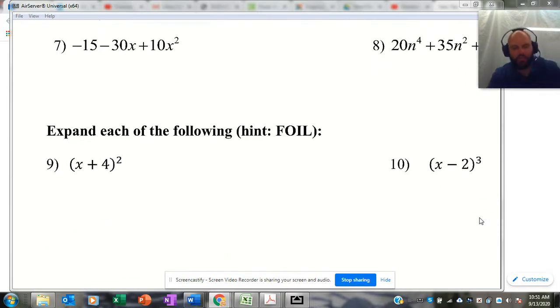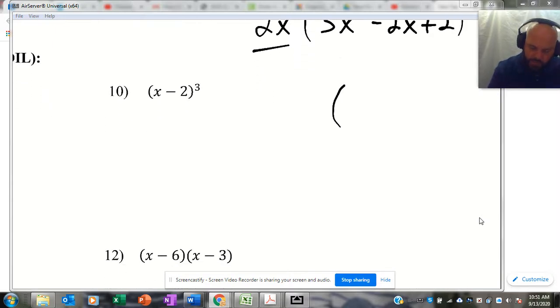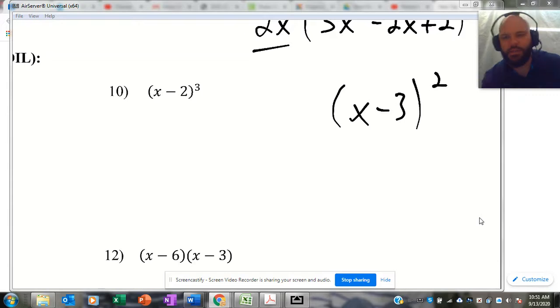Now the last one tells you to expand, and I said hint, FOIL. So just remember, if you have an expression like x minus 3 squared, you cannot just distribute that square and make it x squared minus 9. It doesn't work like that. When you square something, it means you have to multiply it by itself.